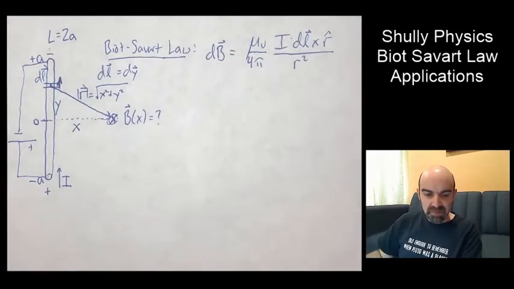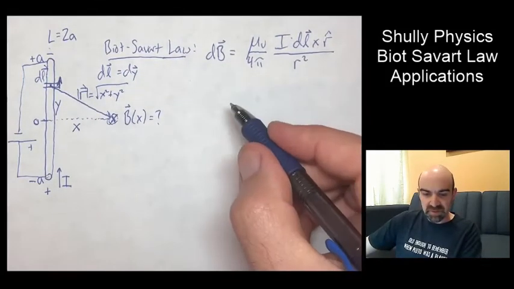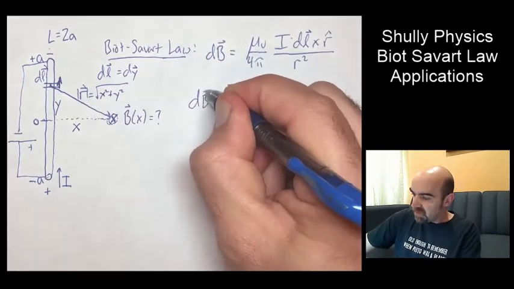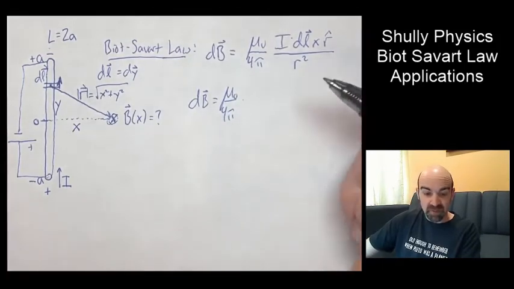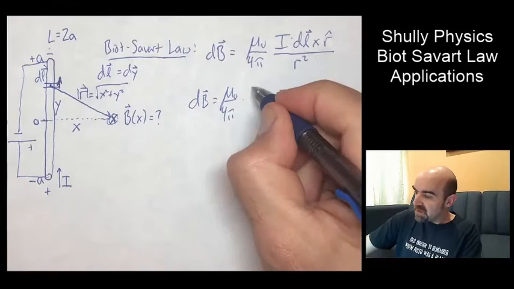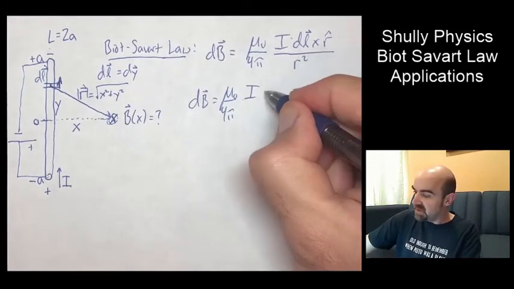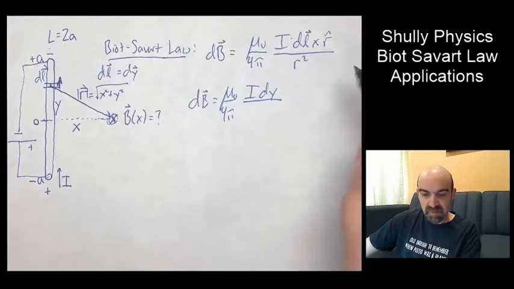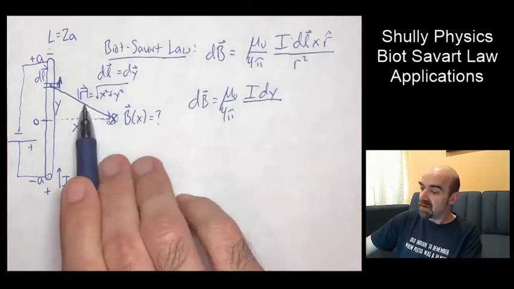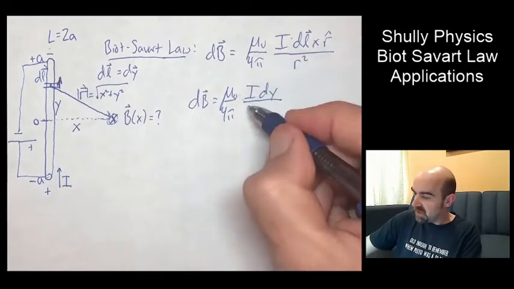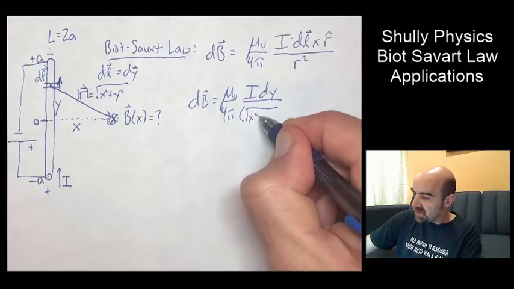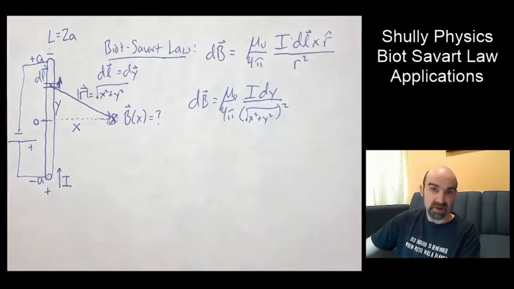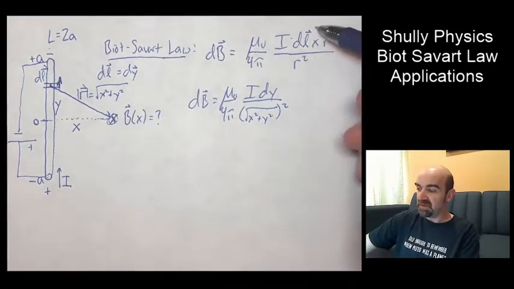Okay, all right, so let's replace that. Place those values in there. Mu naught over 4 pi. Then we're going to have the current that's defined as I. And instead of a dl, we're going to use a dy. And instead of r squared, r is the square root of x squared plus y squared. So I'll go ahead and write it out, square root of x squared plus y squared, quantity squared. Okay, so there's one last piece we can't ever forget.